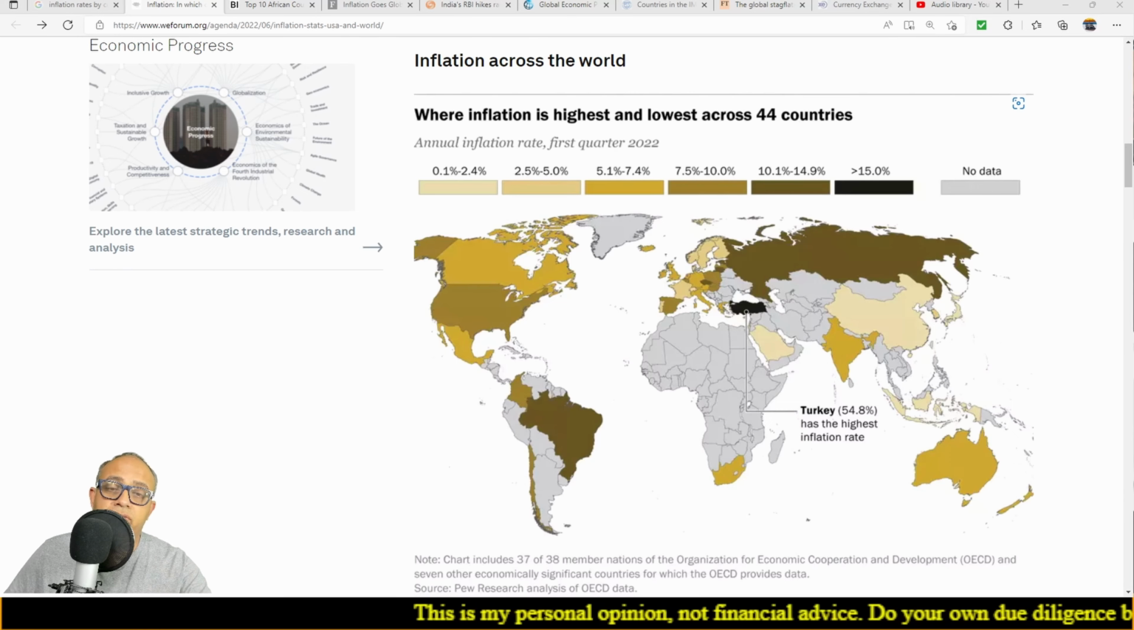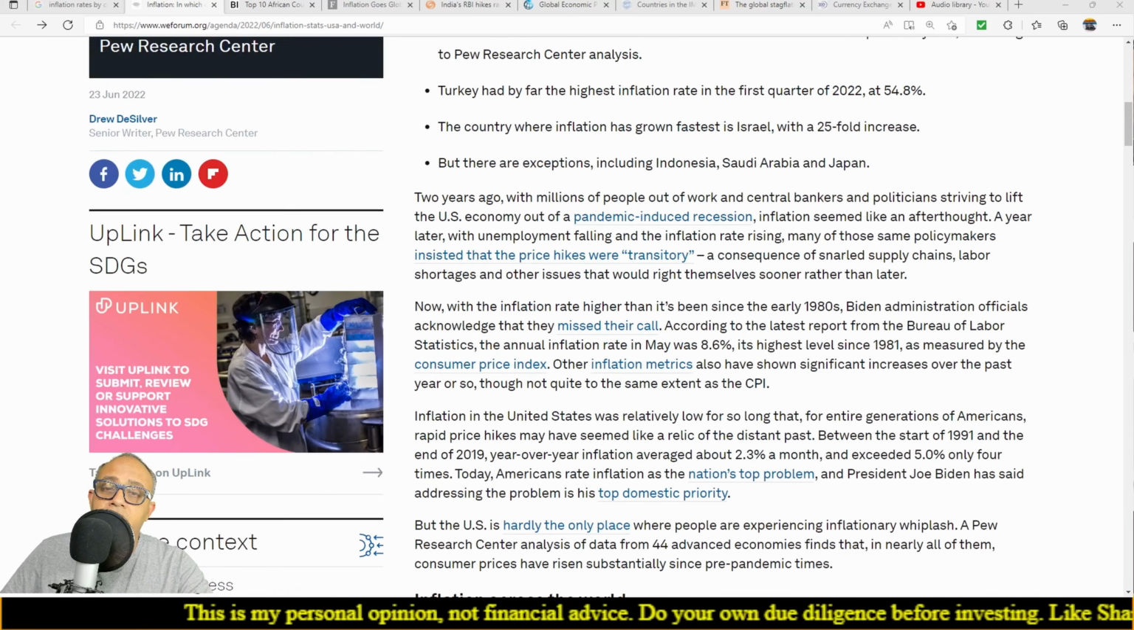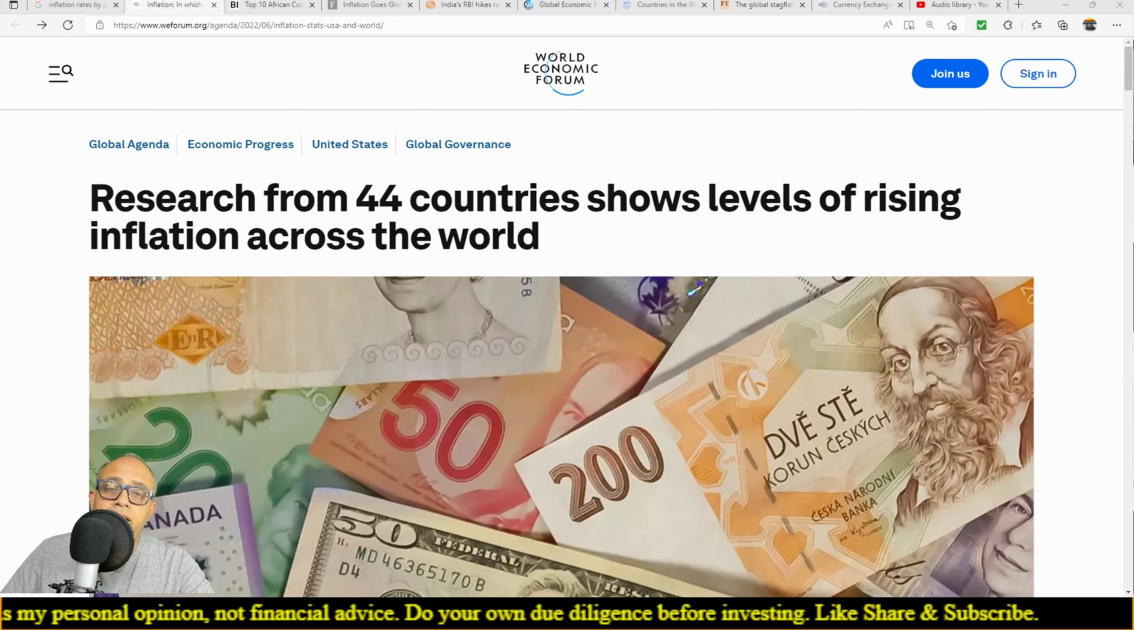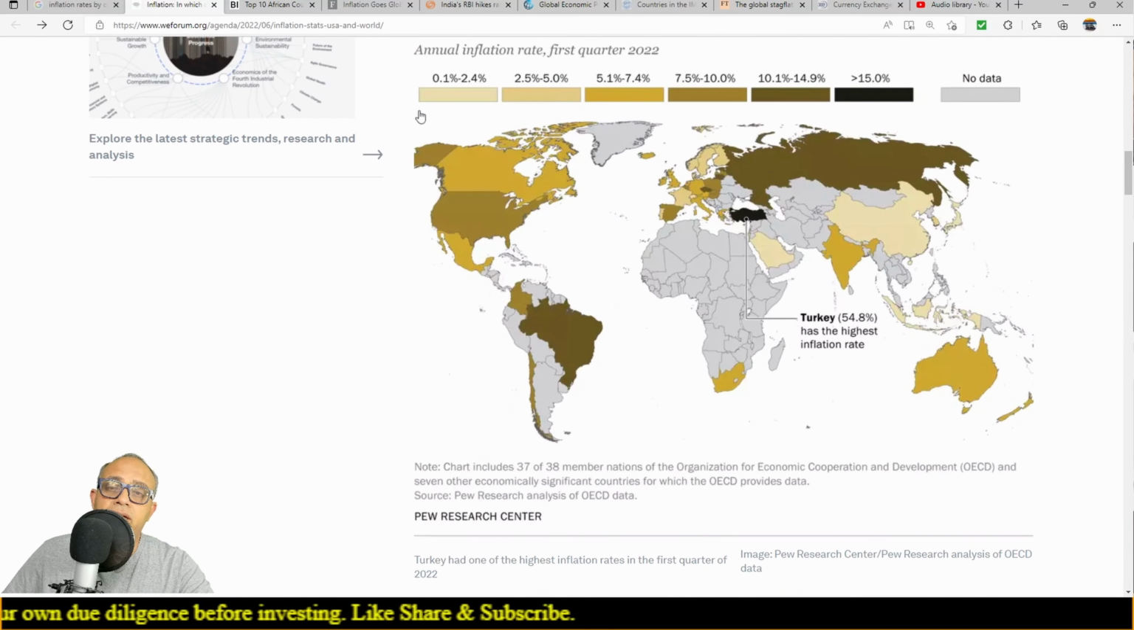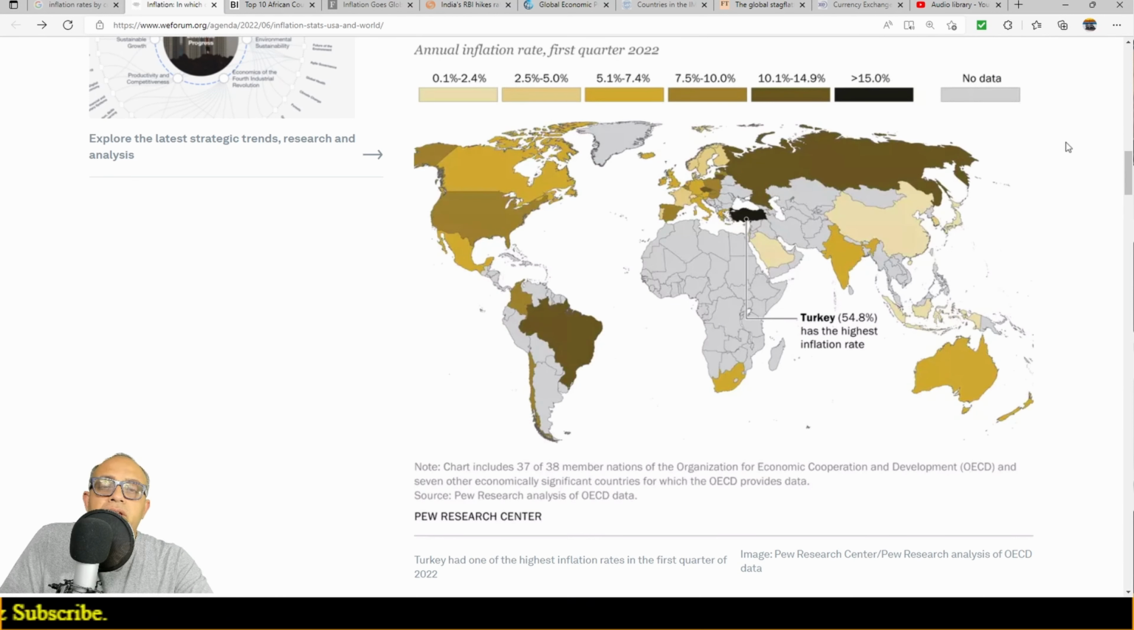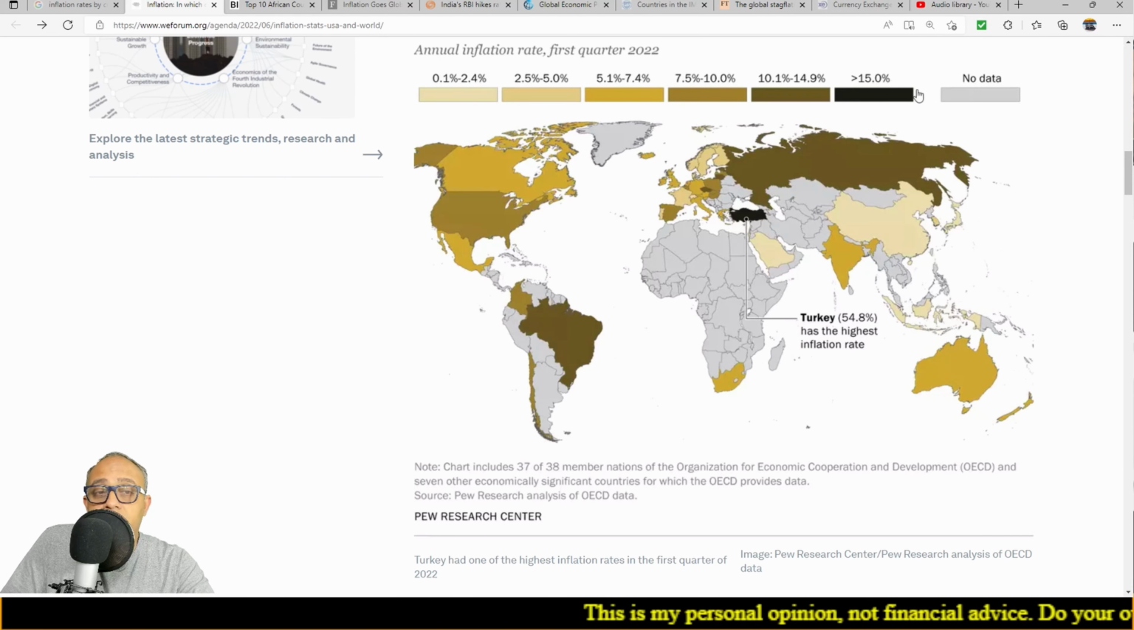Now, if we look at the rest of the world, I have the graph here from World Economic Forum, and the World Economic Forum has released this information for us with legends out here. They haven't put the name of the countries, but more or less we know the names of the bigger ones. The color coding is that the lightest color is for the lowest inflation and the darkest color is for the highest inflation, and gray means there is no data.